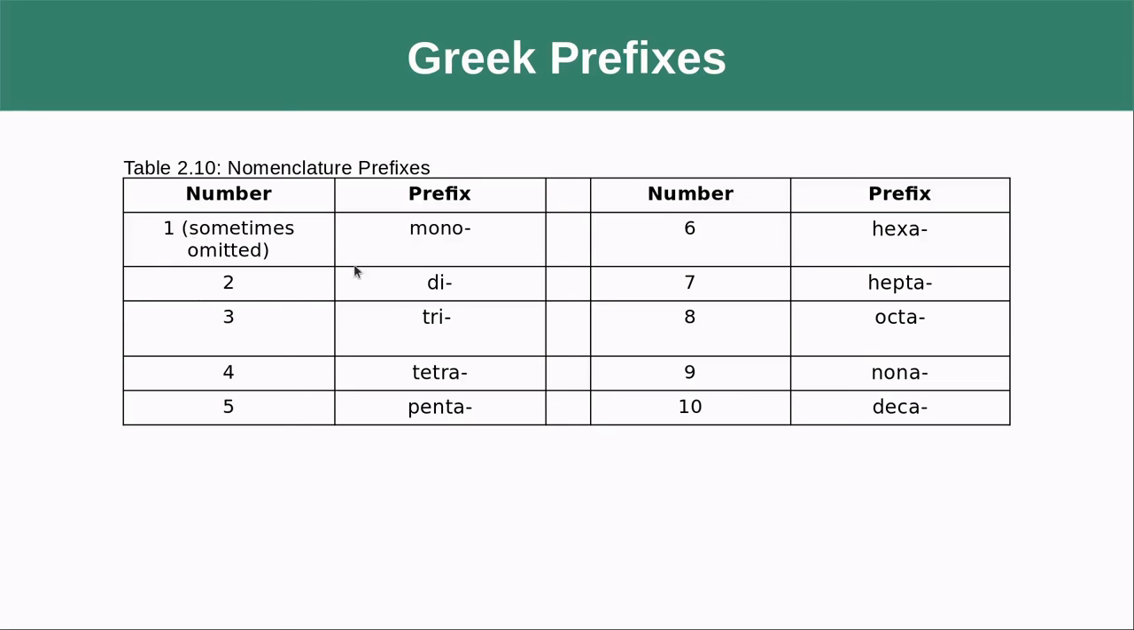for 1, there's mono, 2, di, 3, tri, 4, tetra, 5, penta, 6, hexa, 7, hepta, 8, octa, 9, nona, 10, deca. It's a little complicated to get into in this video all of the different ways that we're going to name covalent compounds, but there are a lot of really great examples in the homework this week and in my homework guide that I would like for all of you guys to look at.